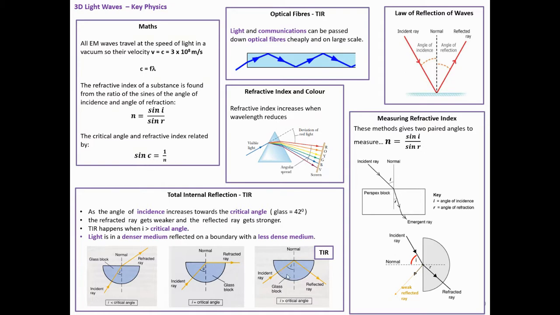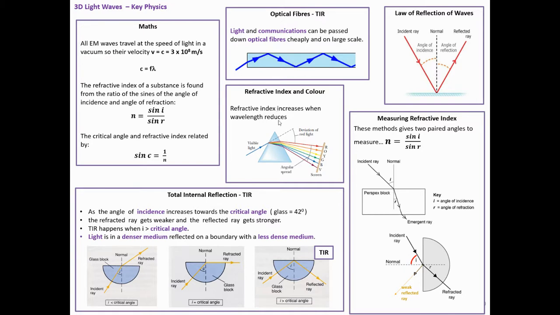If you go above that angle, greater than the critical angle, then we're going to reflect the ray back inside, and we call that total internal reflection. Now, total internal reflection, or TIR, is a concept used in optical fibres, and we can pass light down a fibre, and it will carry information cheaply on a large scale, and it's used quite a lot nowadays.